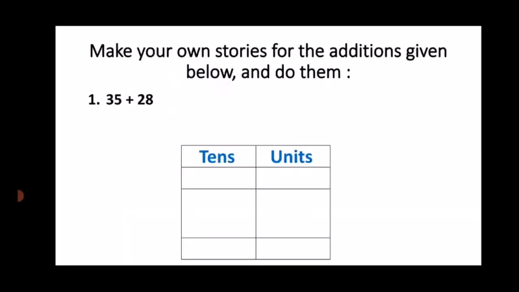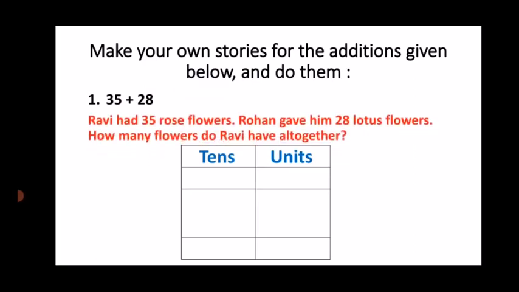We have to make our own stories for the additions given below. So you can see the first addition that is given, that is 35 plus 28. So now we have to make our own stories. We'll make it this way. Ravi had 35 rose flowers. Rohan gave him 28 lotus flowers. How many flowers does Ravi have altogether? Okay, now let's solve this.